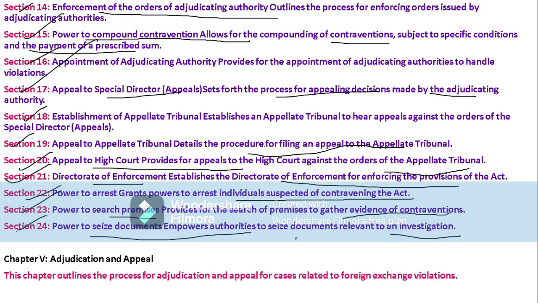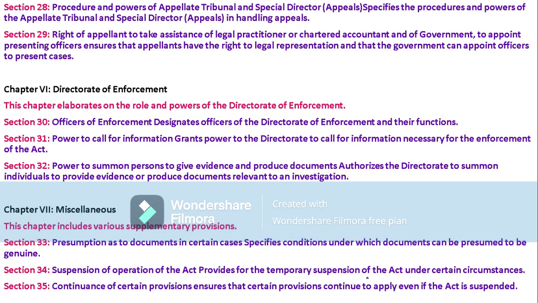So if we see chapter 5, it deals with adjudication and appeal both. This chapter outlines the process of adjudication and appeal for cases related to foreign exchange violations. So in adjudication and appeal, two sections will be there, section 28 and section 29.